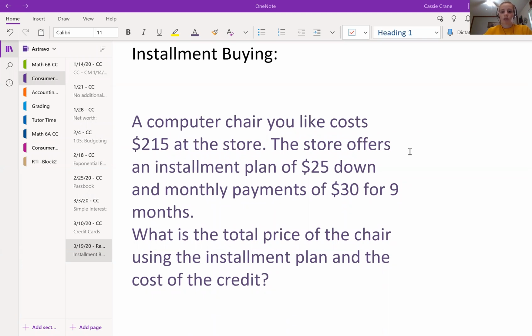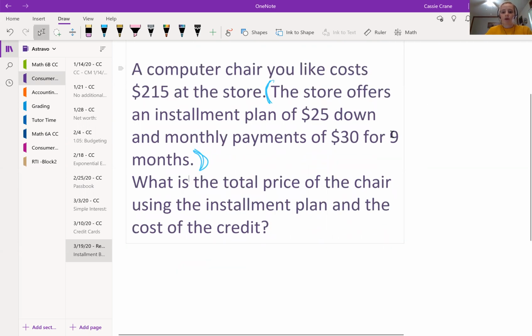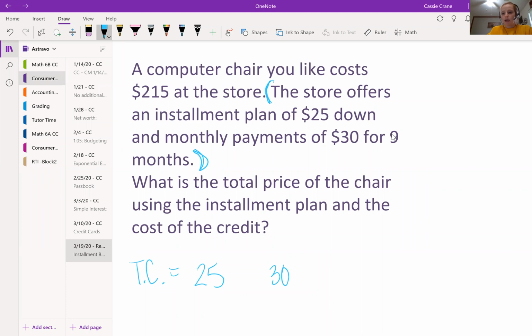So that's what we want to do first, just figure up how much the total cost would be using this installment plan. We know that we're paying $25 down, which is like a fee that we're paying up front one time. So we're going to use that first. Total cost here, I'm going to put TC, total cost, $25 down one time. Then we also know that we're paying $30 9 times, right? Because it's for 9 months, $30 each month for 9 months.